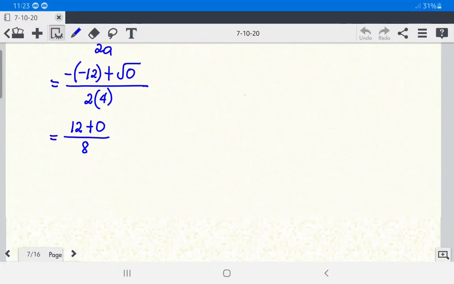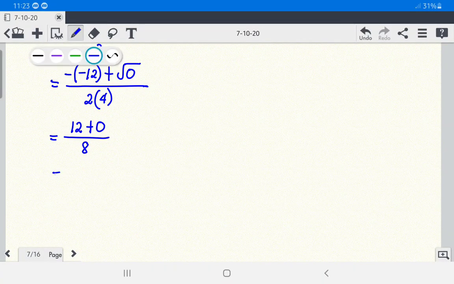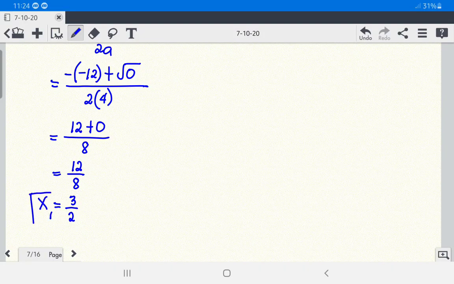Next, 12 plus 0 is 12, divided by 8. Let us get the lowest term of this. We have 12 over 8. The common factor is 4. 12 divided by 4 is 3. 8 divided by 4 is 2. So this is the first root.